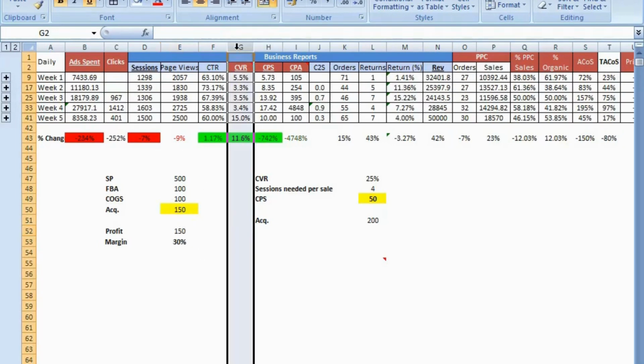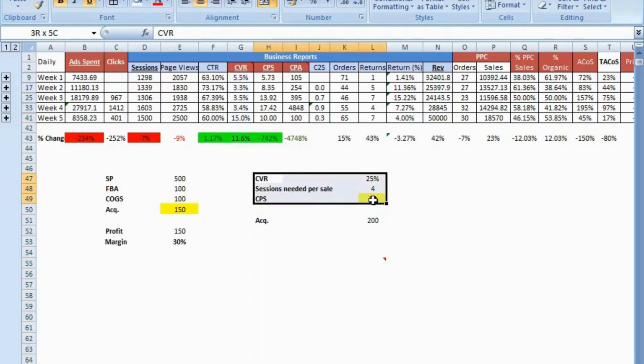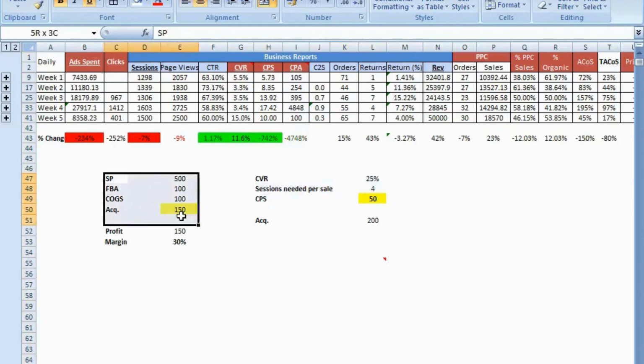Your conversion ratio will determine how many sessions you require for one sale, and then your acquisition cost will determine whether your business is profitable or not, right?